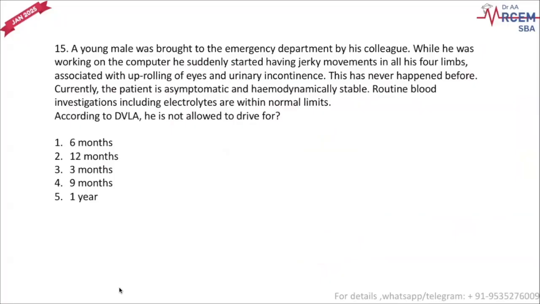According to DVLA, he is not allowed to drive for what? So, what exactly did he have? He had a first unprovoked seizure. For this, what is the recommendation? 6 months is the recommendation. Again, we are considering it as a light motor vehicle because no further history is given here.